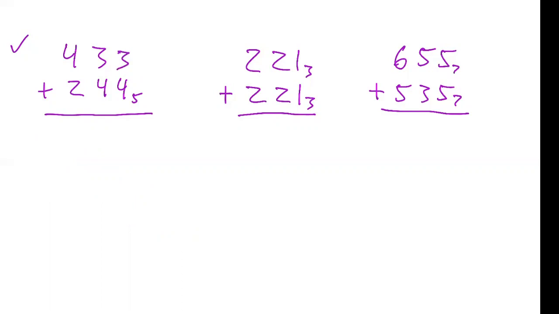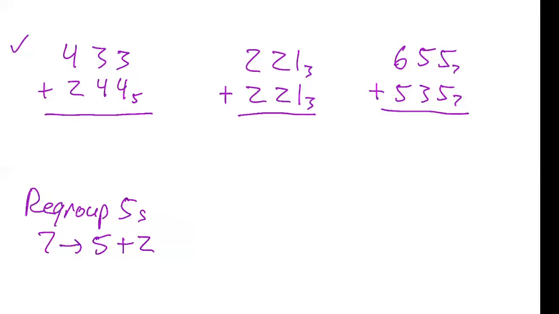Now, in base 5, I'm thinking regroup 5s. So when I add 3 and 4 in the ones place, I get 7. 7 is a group of 5 with 2 left over. So I regroup this. So there's 2 here, and then this 5 becomes 1 in the 5 slot. So I have 8 here in the 5s, the 5 to the first.